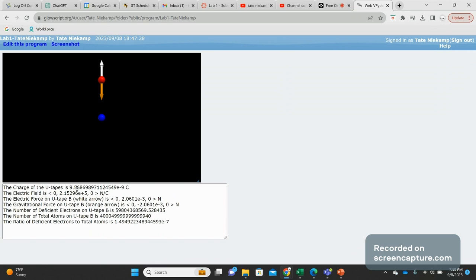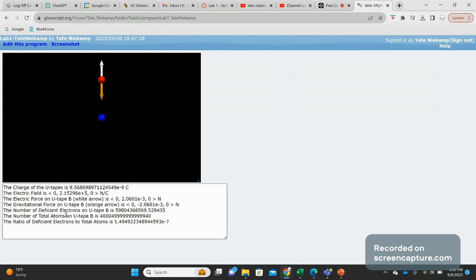Then I was able to use the charge formula, and I was able to find the q there by solving for q. And then I needed to find the electric field using E equals kq over r squared times r hat. So I was able to find the electric field here, and then multiplying those two together, I could find the electric force on U-tape B, which is about 2.0601 times 10 to the negative third. F equals mg is the gravitational force on U-tape B, which is the orange arrow coming down, while the electric force is the white arrow going up. They're equal, like I said, so it's just in the opposite direction.